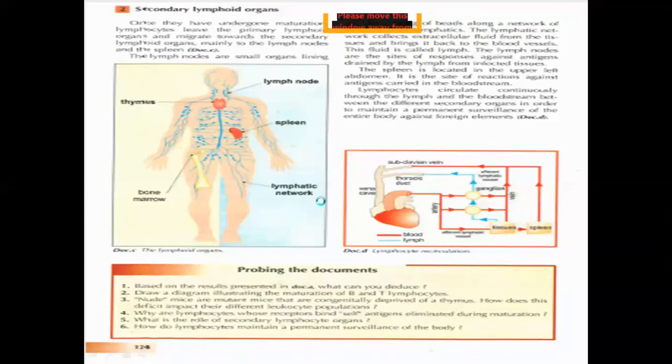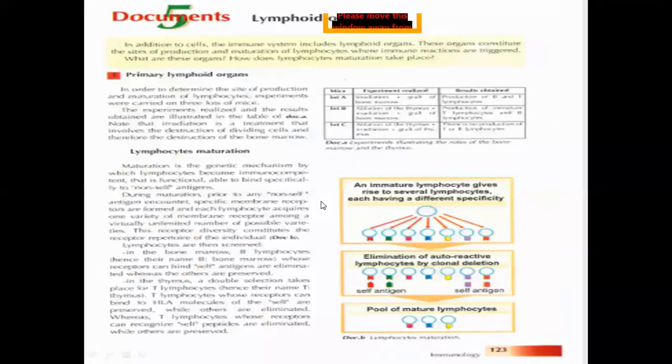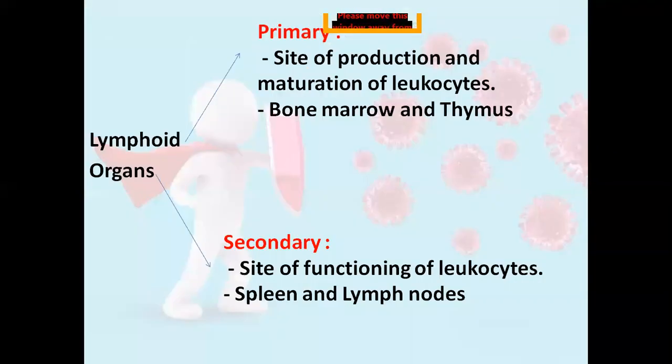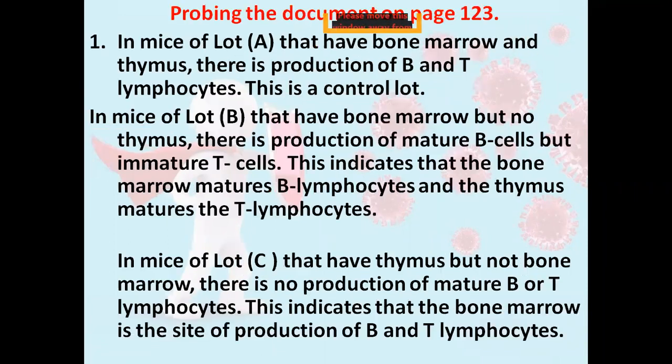This is document A. Document A was about the experiment: irradiation, the grafting of bone marrow, and so on. But let's talk about the lymphoid organs. We already mentioned them in the introduction. We talked about the primary organs as the site of production and maturation of leukocytes. These are the bone marrow and the thymus. However, the secondary lymphoid organs are the site of functioning of leukocytes, where the immune reaction takes place. They are the spleen and the lymph nodes.